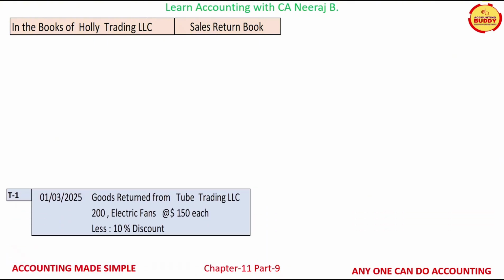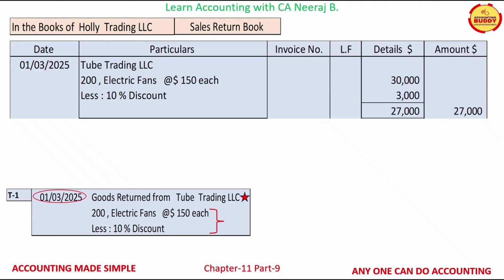Transaction T1 is on 1st of March 25, Tube Trading LLC returned 200 electric fans. This transaction will be recorded in the sales return book as displayed on your screens. This transaction is recorded in the sales return book on 1st of March 25, that is the date on which the credit note is issued.